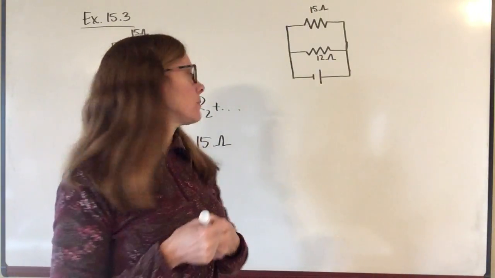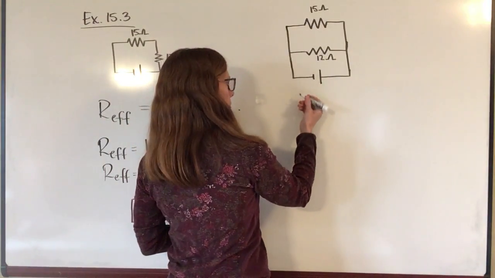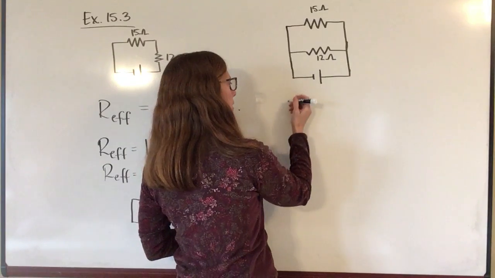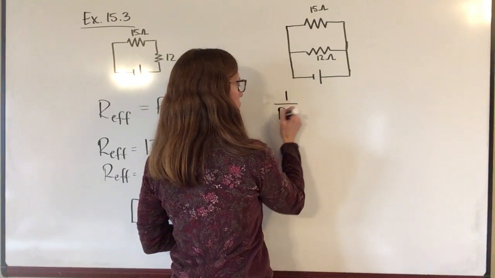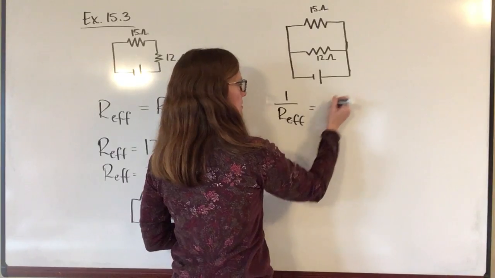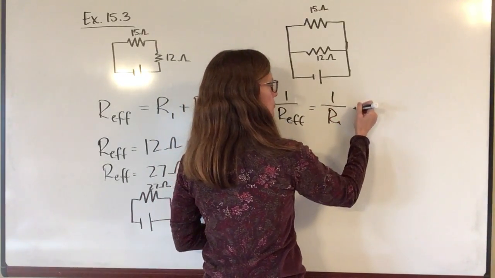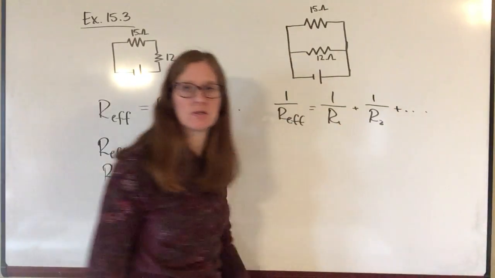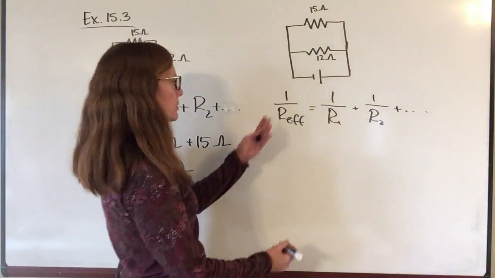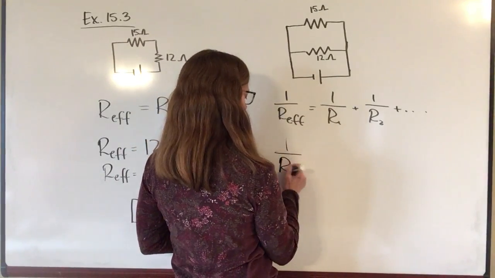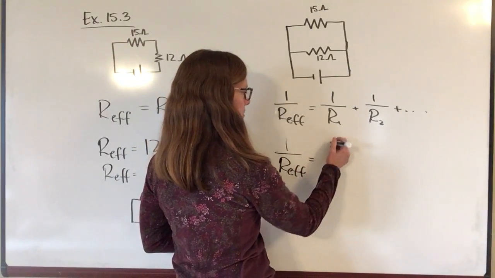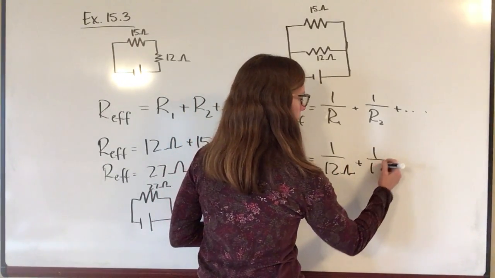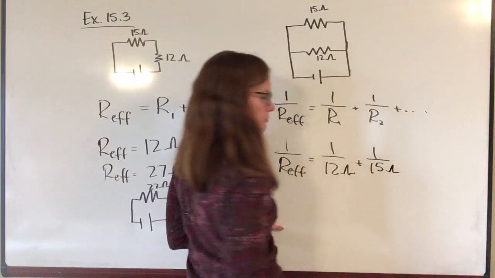And so mathematically, when I solve this, the equation, if you have your resistors hooked in parallel, is 1 over the effective resistance equals 1 over resistance 1 plus 1 over resistance 2 plus however many resistances you're going to have there. So to solve for this one, 1 over the effective resistance equals 1 over 12 ohms plus 1 over 15 ohms.